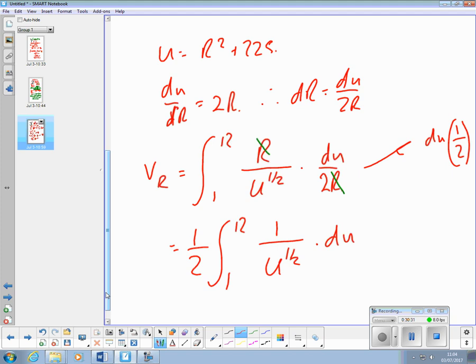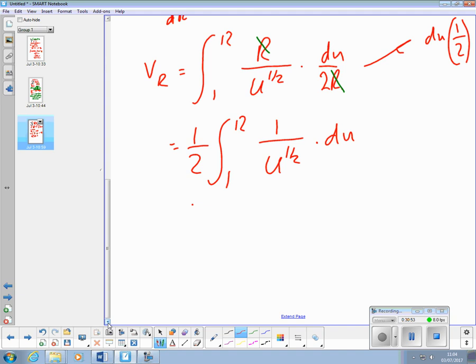Yeah? Now how can I rewrite that so I can integrate it? Yep. What do I have to do that as well though if I take it to the top? So that's a half integral 12 and 1 of u to the minus a half du. Yep.